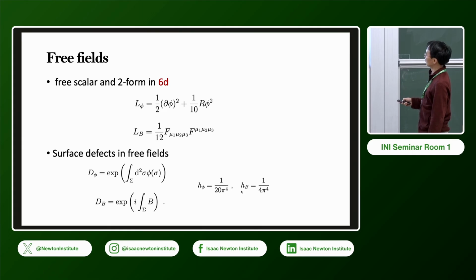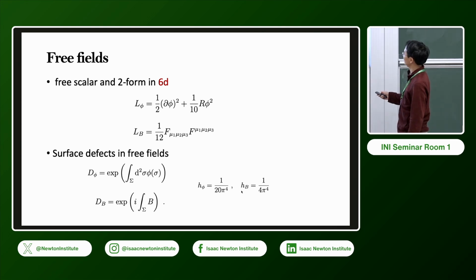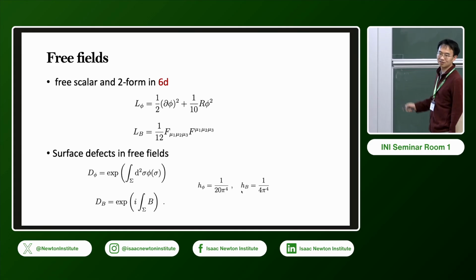Similarly, you have the surface defect for the two-form fields. Okay, and this is the action for the two-form fields. Indeed, people already computed this h coefficient. We know h is proportional to the d2 central charge. Okay. So h, this is the value. These are values for the scalar surface defect and the B field surface defect. You get these numbers. Okay.